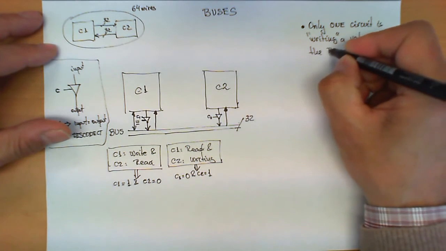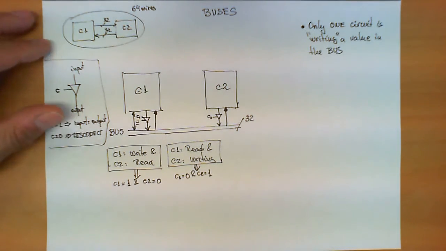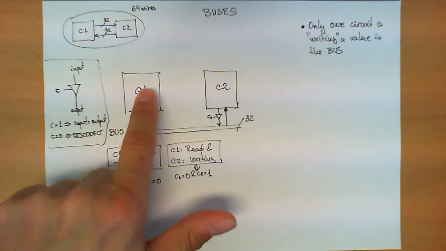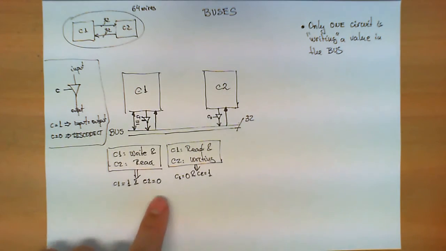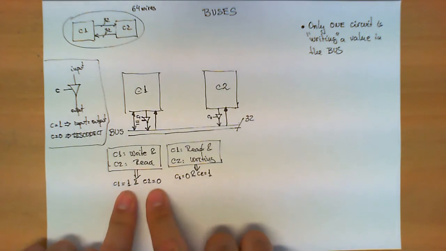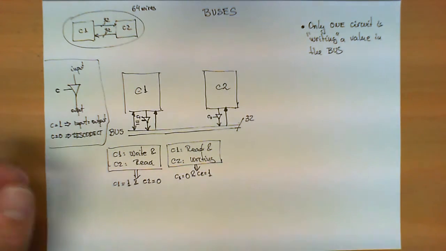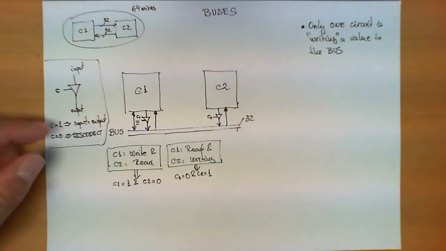And this is represented here by the fact that the two possibilities of C1 sending information to C2 and C2 sending information to C1 are represented by these two sets of signals, and as you can see, only one circuit is writing on the bus.